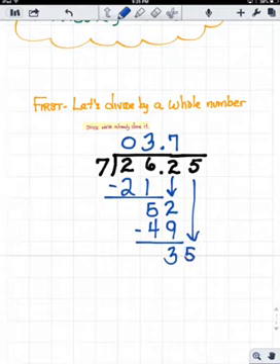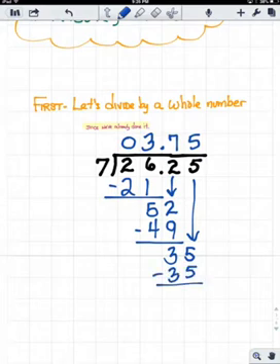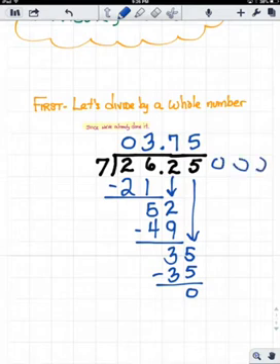And 7 goes into 35 5 times. 5 times 7 is 35. I subtract. I get a 0. My decimal terminates. I have nothing else to bring down but zeros. If I wanted them there, I could add them on, but I don't need them, so we don't bother. So 26.25 divided by 7 is equal to 3.75. All right, there's the first example.